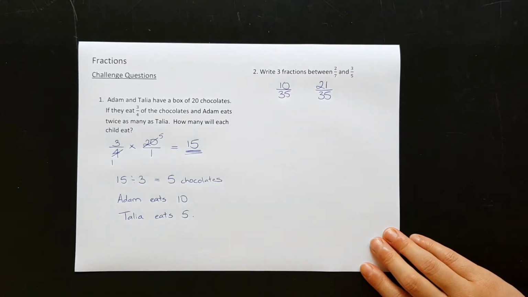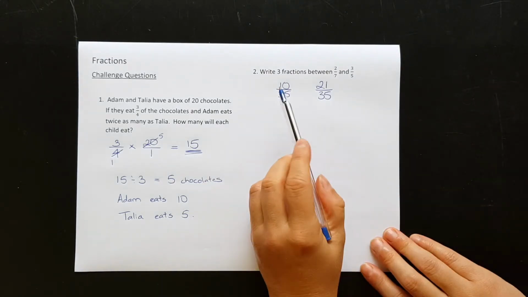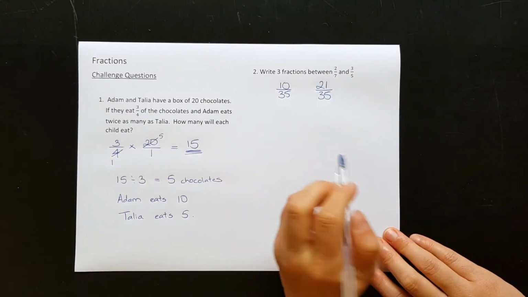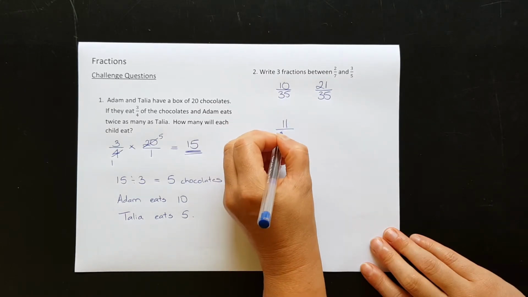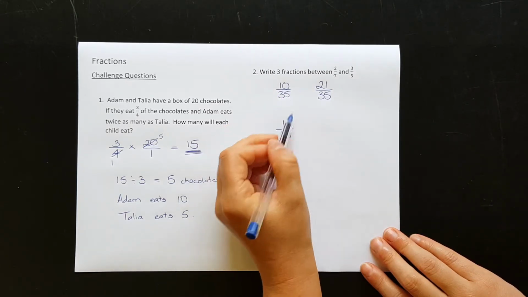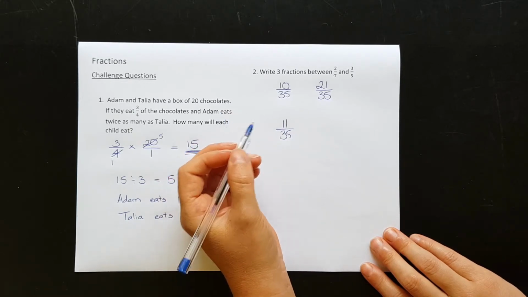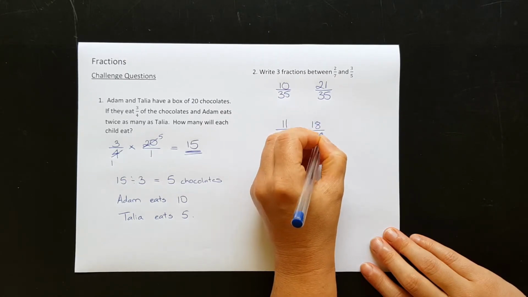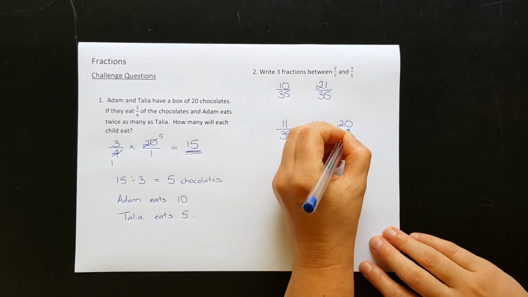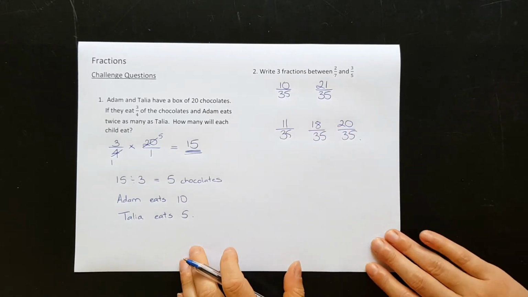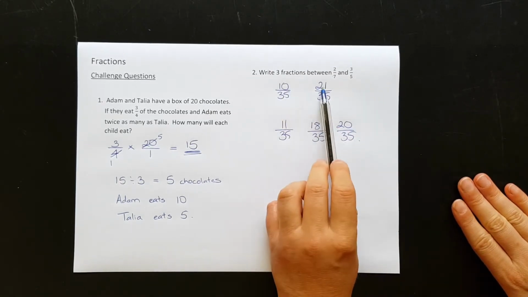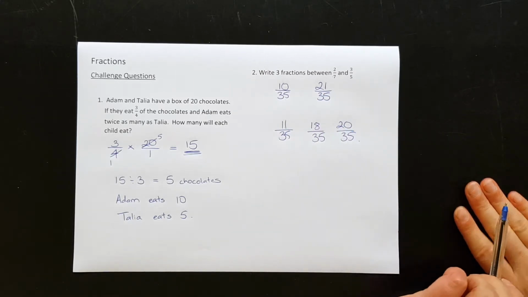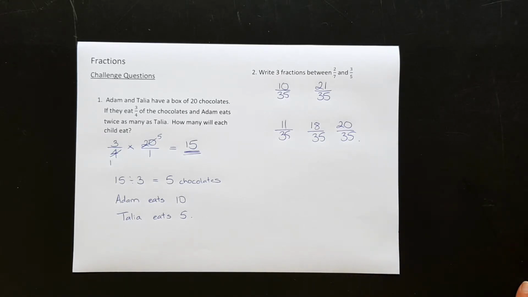So I need to find any 3 fractions, there's actually quite a few you can choose from there, between 10 on 35 and 21 on 35. So I could choose 11 on 35, or 12 on 35, or 13 on 35, anything up to 21. So maybe I'll pick 18 on 35 and 20 on 35. But you could choose any number between 10 and 21, so between 11 and 20, any 3 numbers to get the correct answer there.